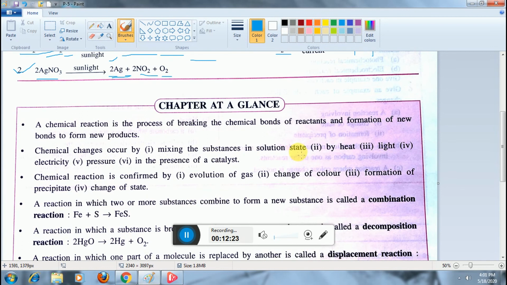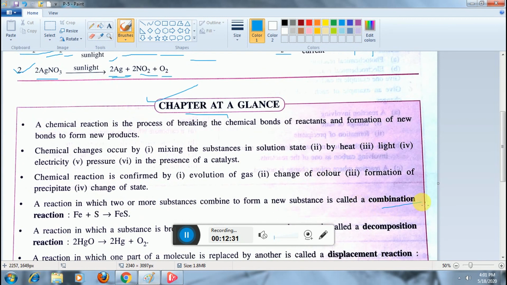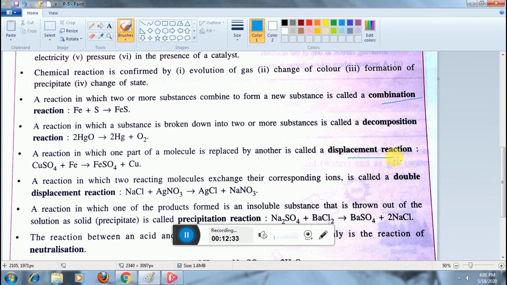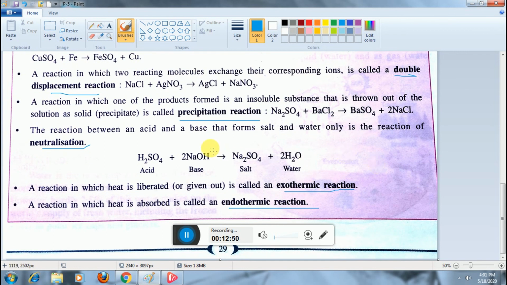So we have come to the end of this chapter. A short review of this chapter: we have learned combination reaction, displacement reaction, decomposition reaction, double decomposition or double displacement reaction, neutralization reaction, precipitation reaction, and in this video we have learned about exothermic and endothermic reactions.